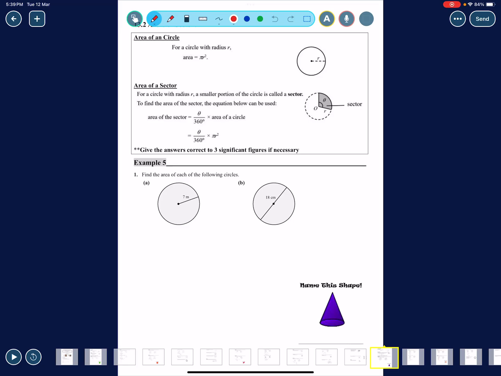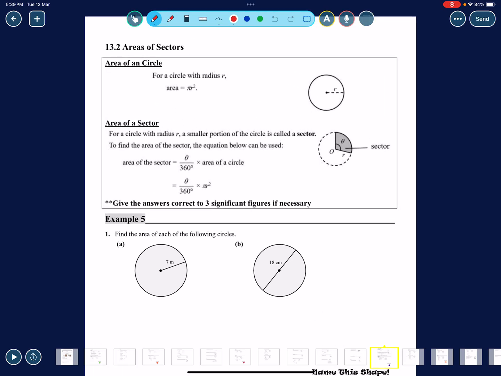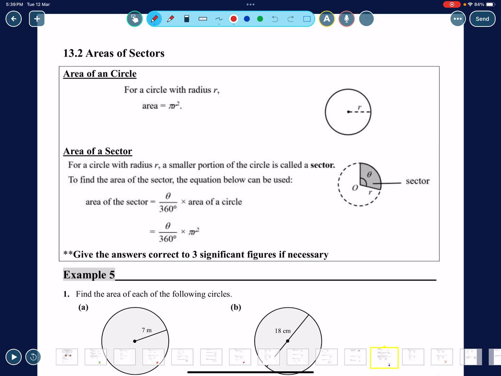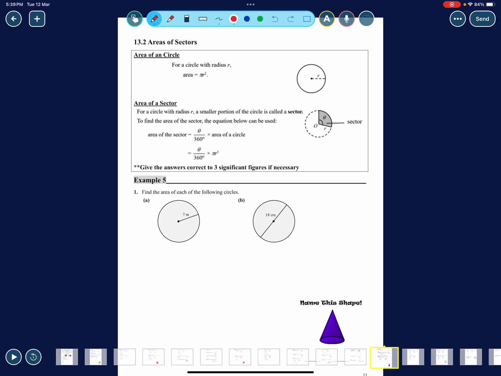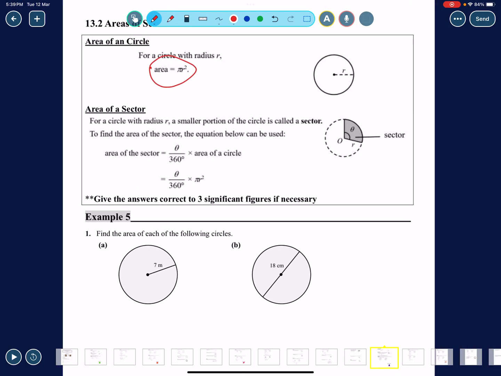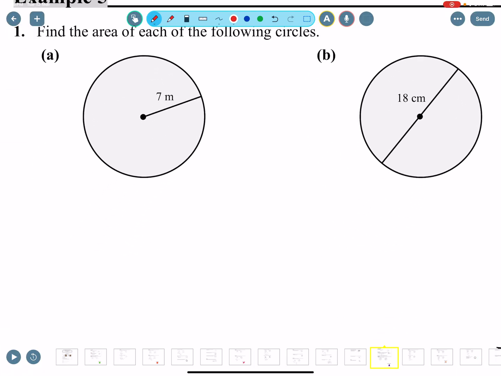Hello, this is on areas of sectors. Actually, it's on areas of circles. Before you learn sectors, you need to know how to deal with circles. The equation for the area of a circle is just pi r squared. There's no diameter in the formula. So pi r squared all the way.